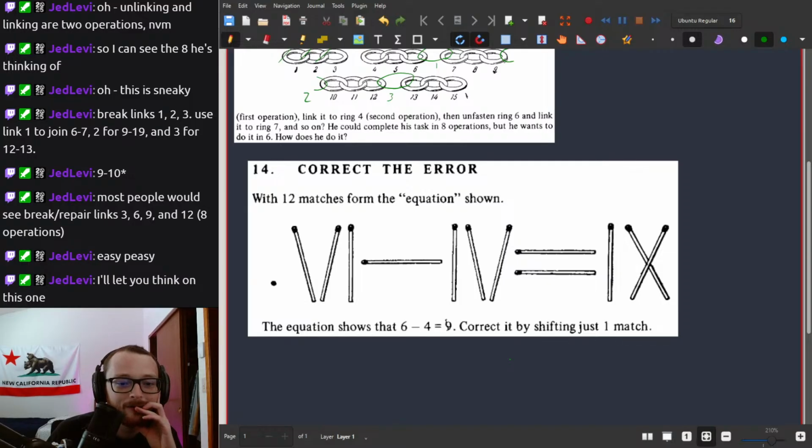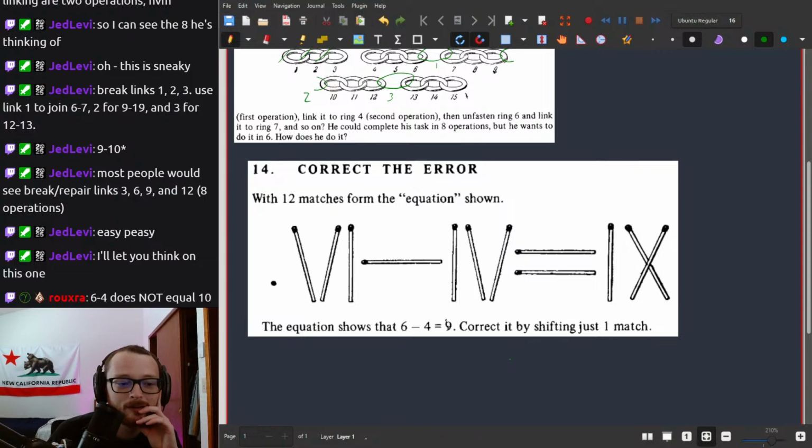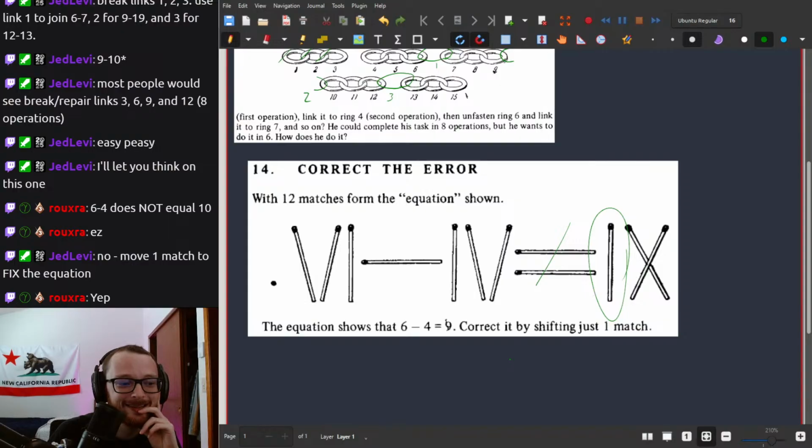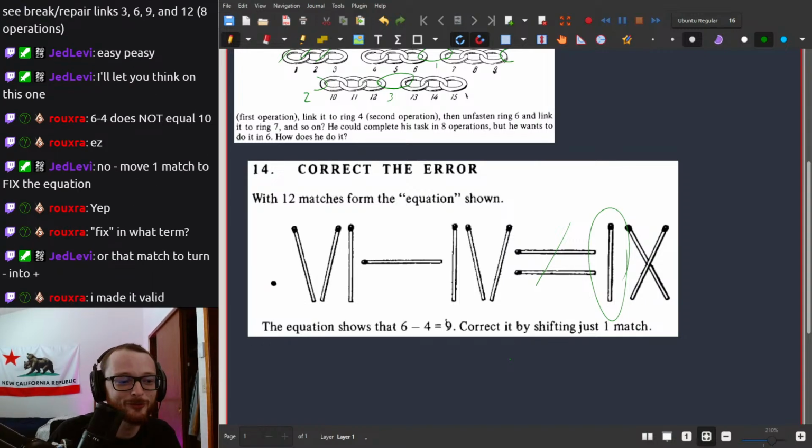You let me think? 6 minus 4 does not... Yeah! Oh my god, Roxra! That's probably it. In my opinion, that's valid. Just taking this match and putting it here. I mean, it's a true statement, I think. I'll turn it into a plus? Oh, yeah, that's probably the intended solution.